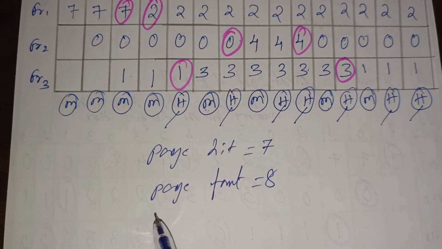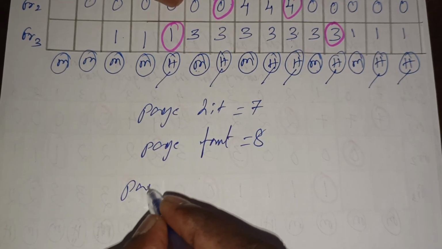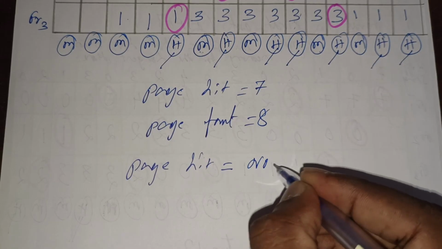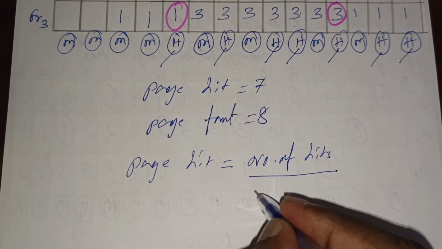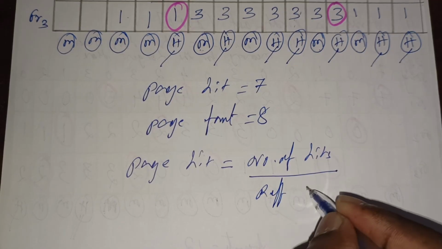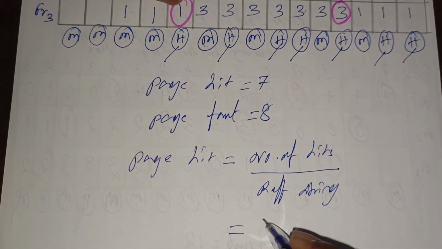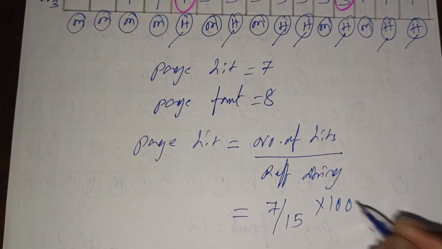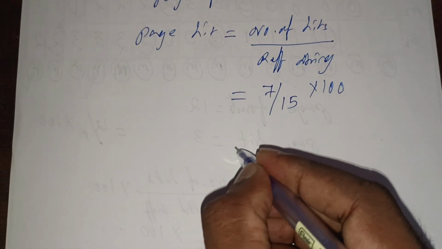Let's calculate. You can calculate this by using the formula. So page hit is equal to number of hits divided by the reference string requested by the CPU. So what is the number of hits? 7 divided by the request string, 15, into 100. That is the answer for this. What is the page fault? The same formula is used.